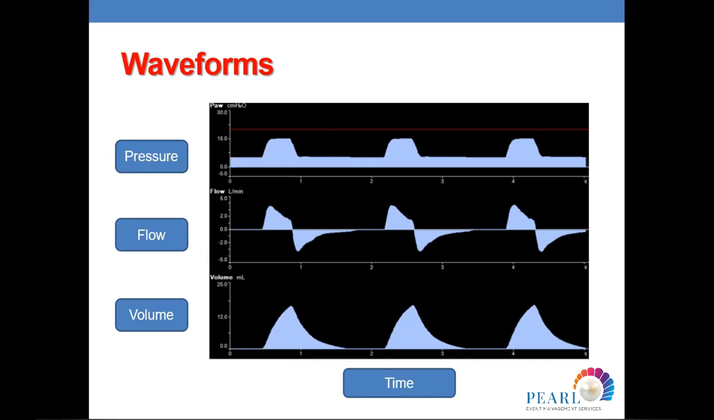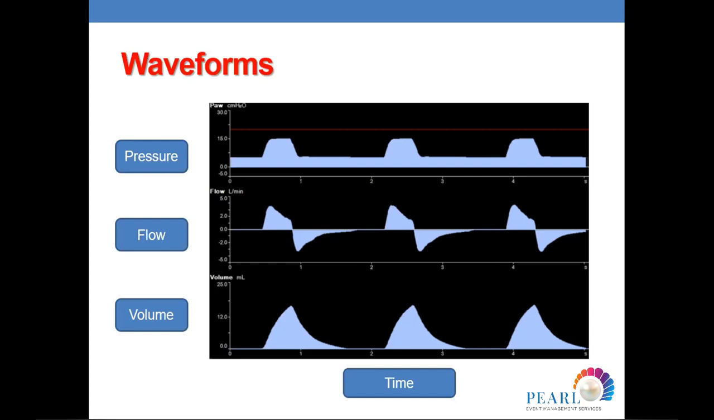Then the flow will start at 0. It will go up fast because you need to reach a certain pressure. So it will start fast. Then when the pressure reaches the plateau phase, the flow will go down slowly until the time that you stop the breath. So it will cut down and go to the negative.